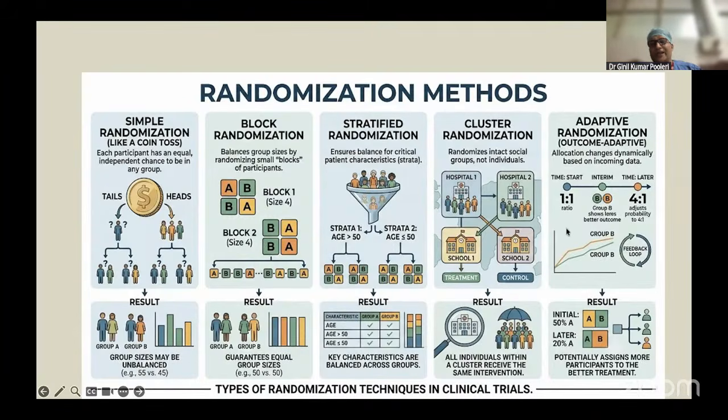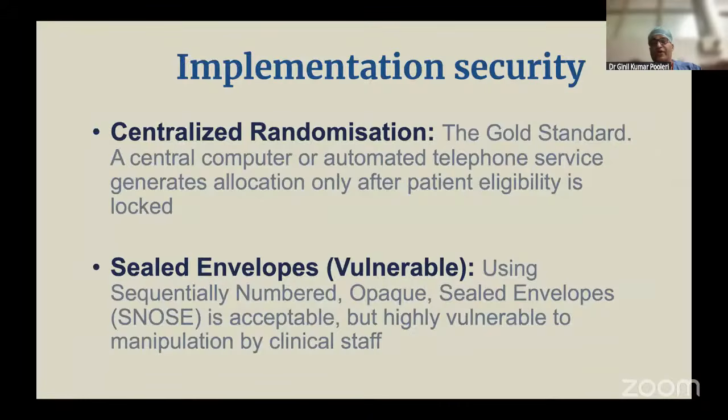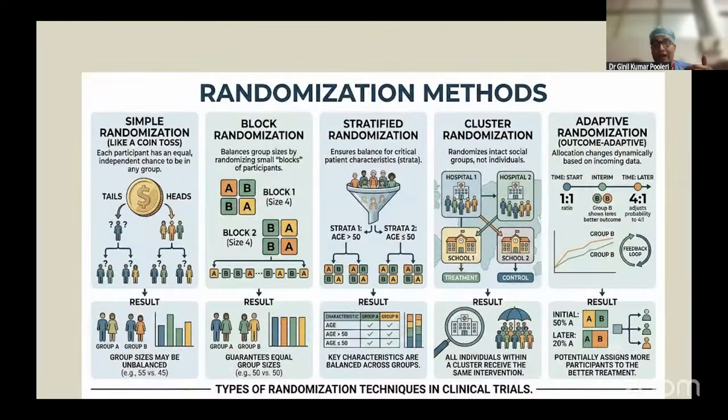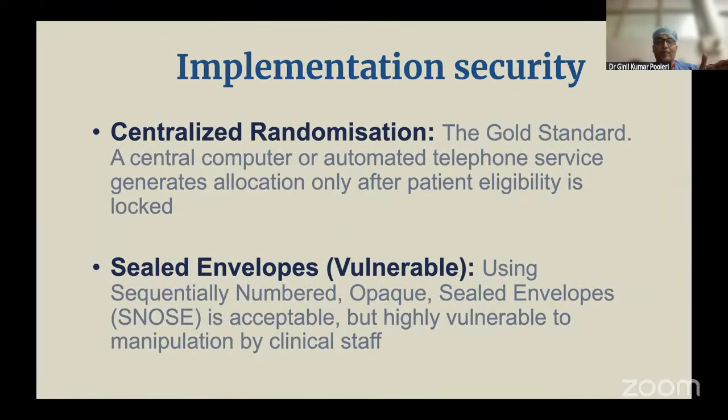Adaptive randomization: if you are seeing that one treatment is better, you can change the allotment, from 1:1 to 2:1 or 4:1 if one arm is found to be better. So these are all different styles of randomization, which is very important.